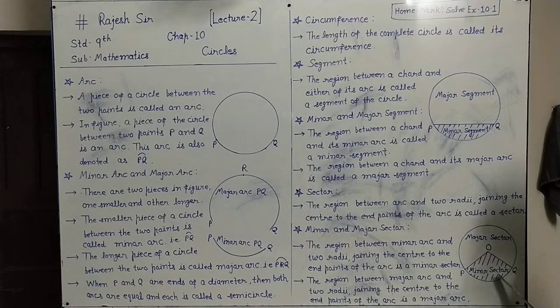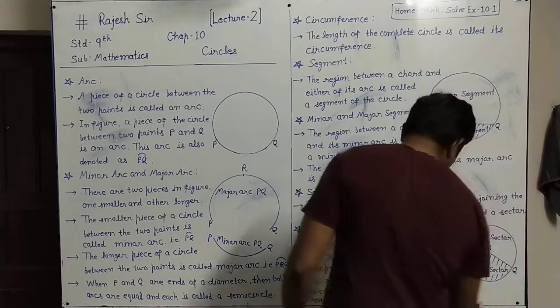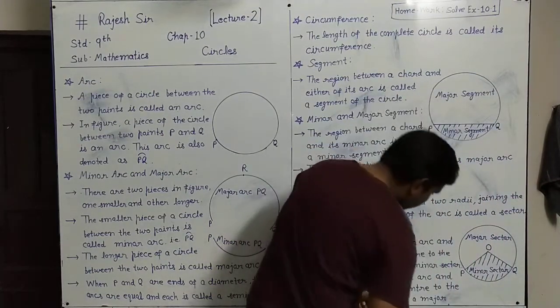Minor sector, the smaller sector. How can we define this? In the minor sector, the minor arc PQ is coming, and in the major sector, the major arc PQ is coming. The region between the minor arc and the two radii OP and OQ, joining the center to the endpoints of the arc, is called the minor sector. And the region between the major arc and the two radii joining the center to the endpoints of the arc is called a major sector.